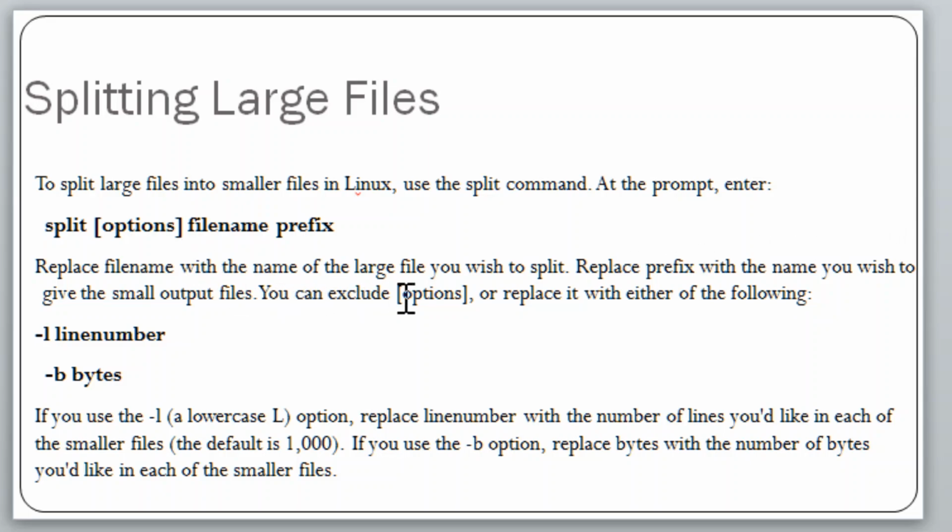You can exclude options or replace it with either of the following: -l line number, or -b bytes. If you use the -l option, so lowercase l, you replace the line number with the number of lines you'd like in each of the smaller files. The default is 1,000. If you use the -b option, you would replace bytes with the number of bytes you'd like in each of the smaller files. Guys, this isn't something that I use a whole lot, and you probably won't either, but it is something good to know.